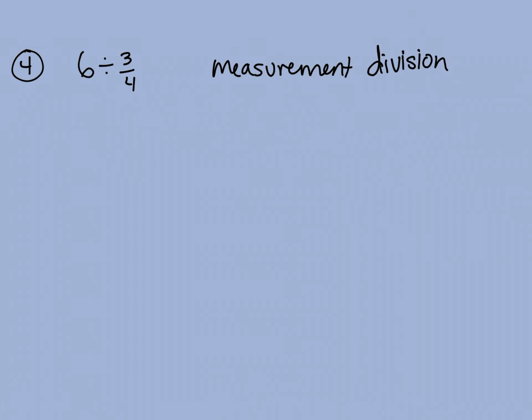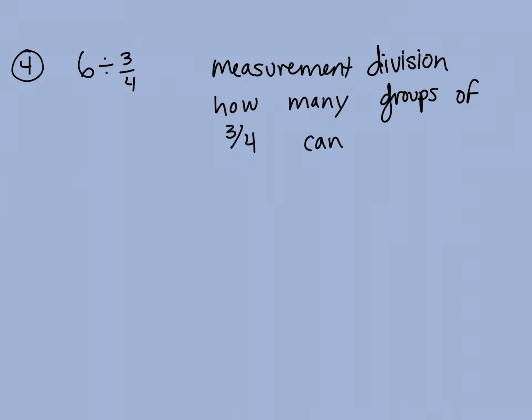Then it says in number 4, write a measurement division story for 6 divided by 3/4. When we're using measurement division, we are looking for how many groups of 3/4 can we make.